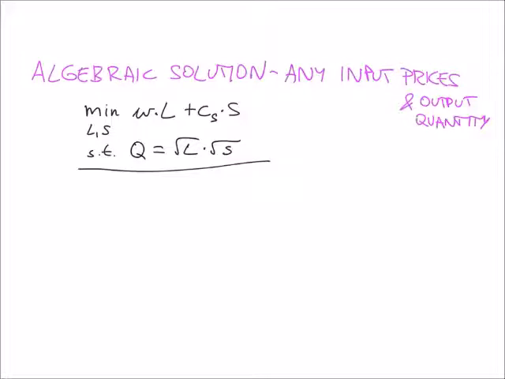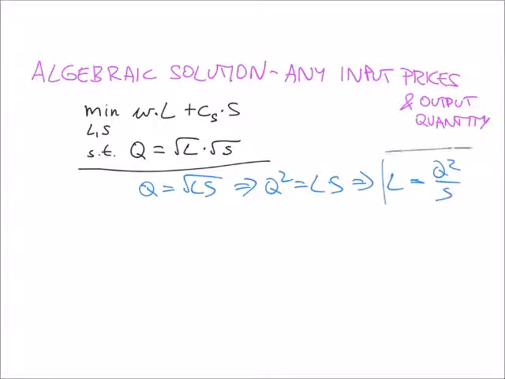Okay, so let's do this. First step, what do I do? Get labor, or software, in terms of the other variables. So we know that Q equals the square root of L times S. From that we know Q squared equals L times S. And from that we know L equals Q squared divided by S. Okay, that's good. So that's done.